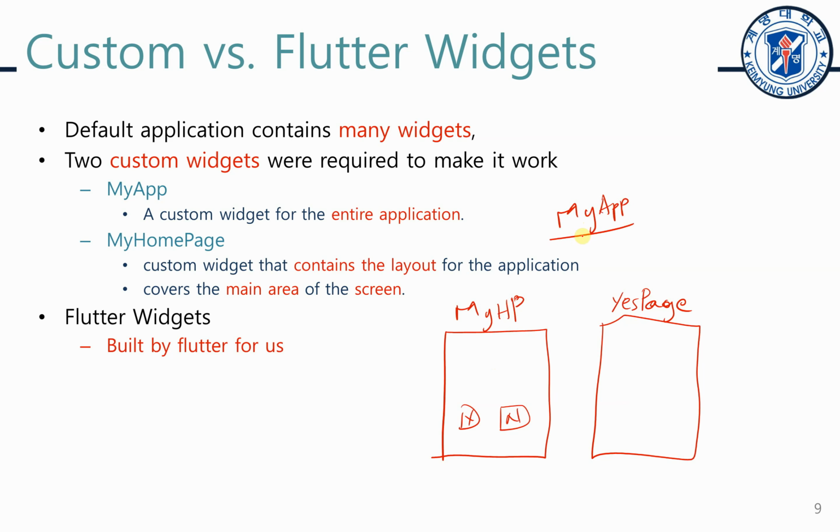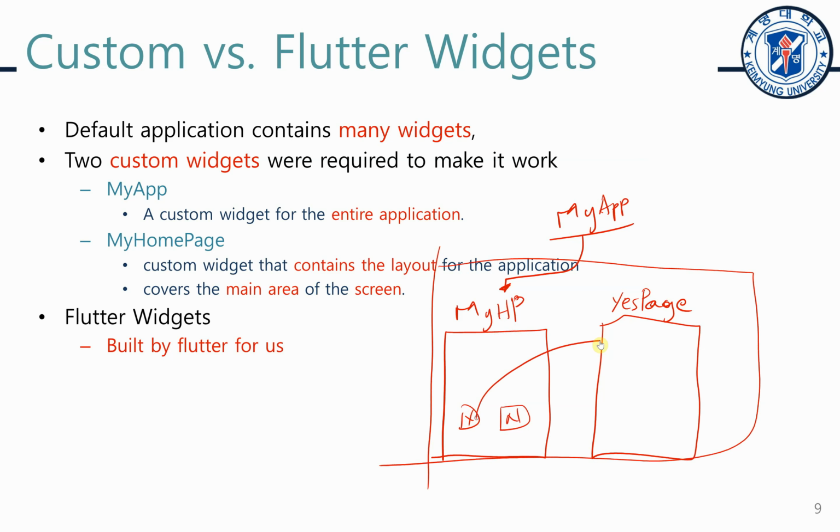And then my app will directly come to your homepage. It doesn't have to be my homepage, but just to your homepage, to your first page. And then when you press yes, my app contains all of this. When you press yes, then you go to your yes page.